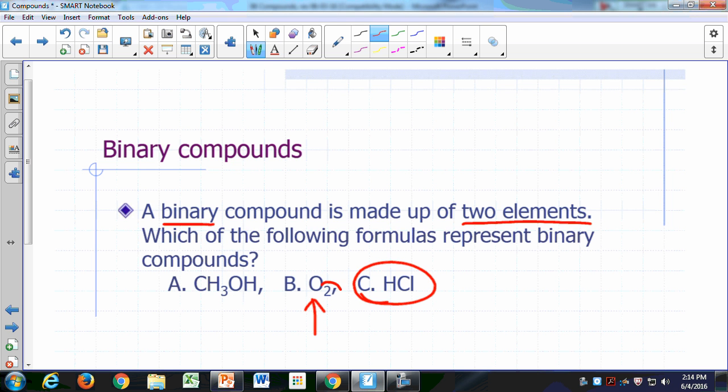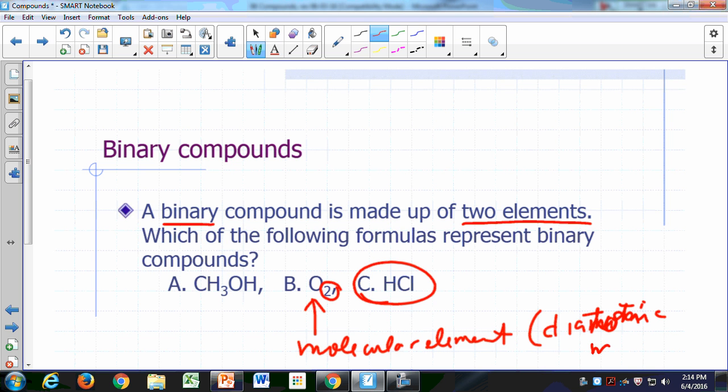Why not B? Don't be tricked by that 2 there. That's a diatomic molecule, but this is an element. O2 is a molecular element which is made up of diatomic molecules. A, of course, is made up of 3 elements, so this would be a ternary compound.